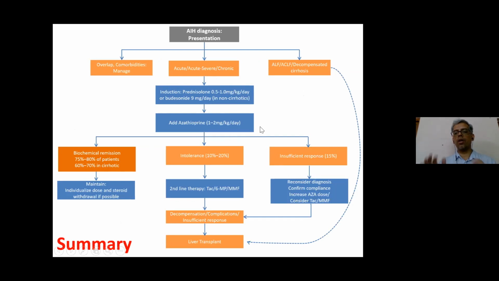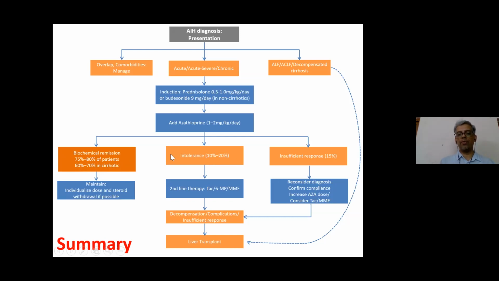In patients who are non-cirrhotics, budesonide is a better induction agent as compared to prednisolone, whereas in cirrhotics, prednisolone is better. You need to combine with azathioprine. You may achieve a biochemical remission in almost 70 to 80% of patients, 60 to 70% in cirrhotics. Try to taper off the steroids as far as possible. Come down to minimum doses and take them off if possible.